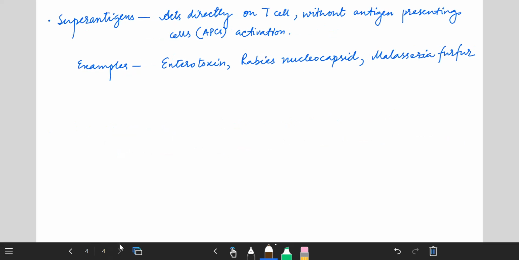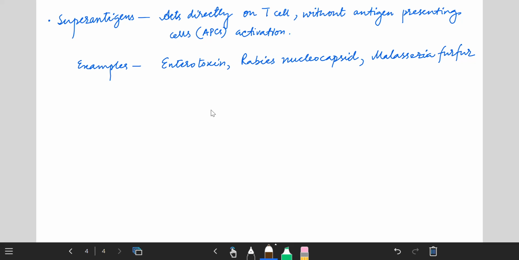Now, what are superantigens? They can act directly on T cells without an antigen presenting cell or APC. It means they activate the T cells directly without being processed by the antigen presenting cell, and can bridge non-specifically between MHC2 and T cells. It means it can create a bridge between the MHC2 molecule of APCs and T cells. Clear? Now, what are the examples? Enterotoxin, which is obtained from Staphylococcus, a staphylococcal toxin, and rabies nucleocapsid, which is a viral toxin, and Malassezia furfur is a fungal toxin.